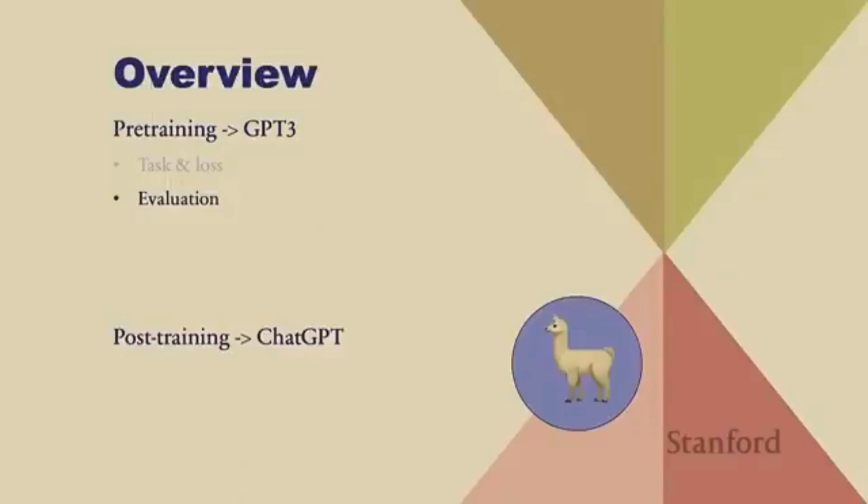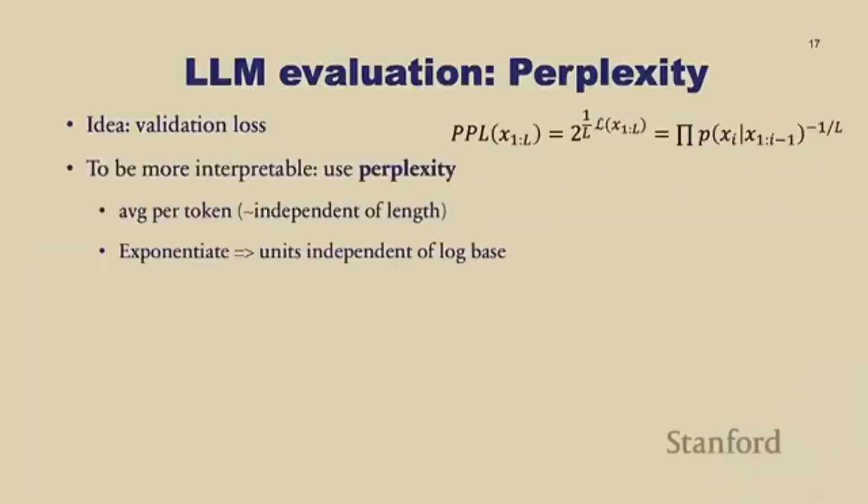Great. So we talked about the task, the loss, and the tokenizer. Let's talk a little bit about evaluation. The way that LLMs are usually evaluated is using what we call perplexity. At a high level, it's basically just your validation loss. The slight difference is that we use something slightly more interpretable: we take the average per token loss, and then we exponentiate it.